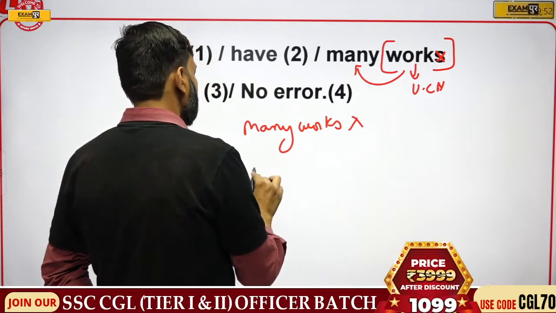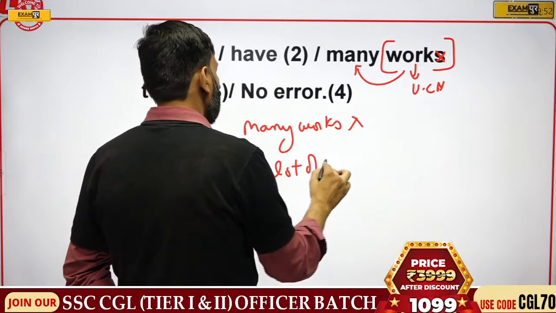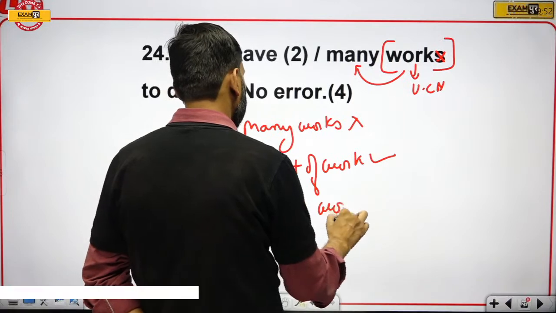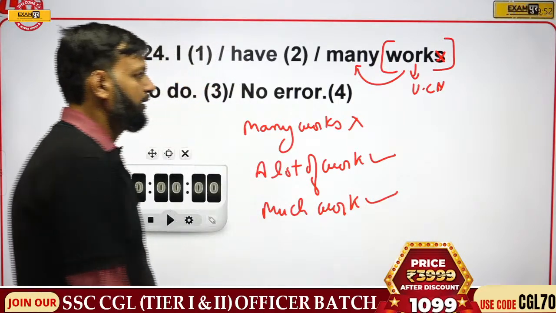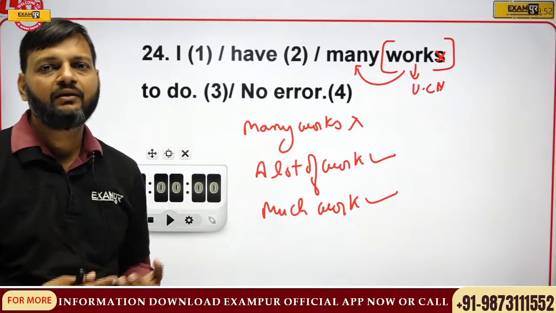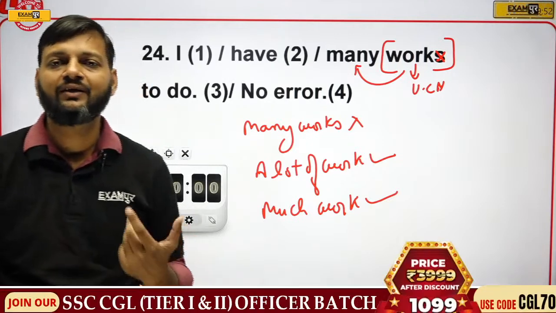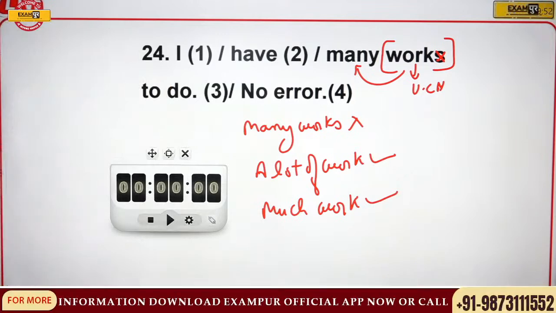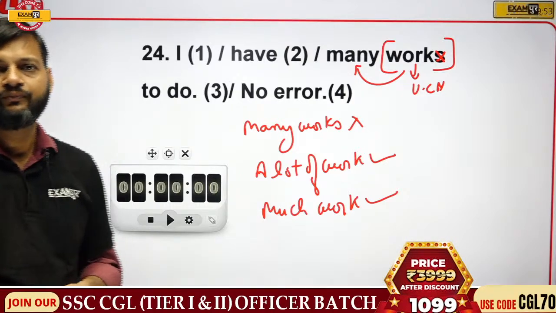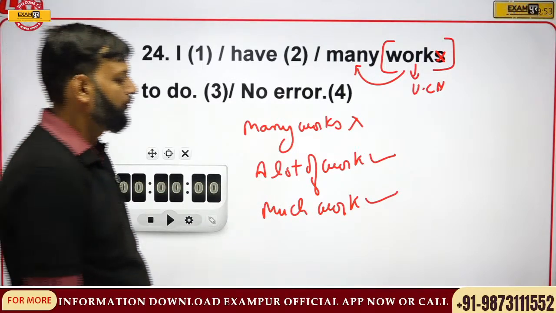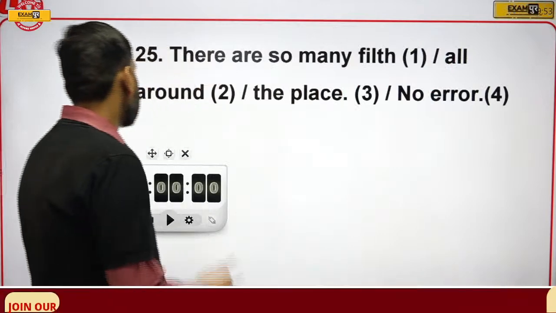we can write a lot of work, or we can also write much work. Both the options are correct. In place of many works, we can write much work or a lot of work, because work is uncountable, so we cannot use it with many. So I have much work to do, or I have a lot of work to do. Both the options are right.